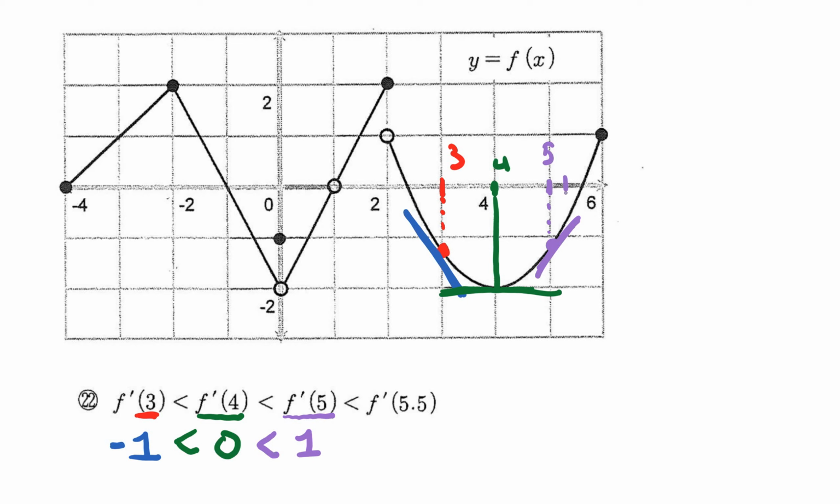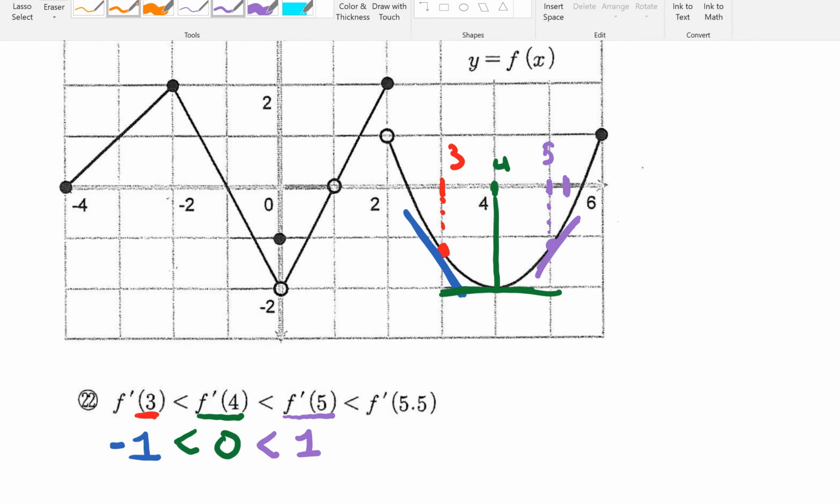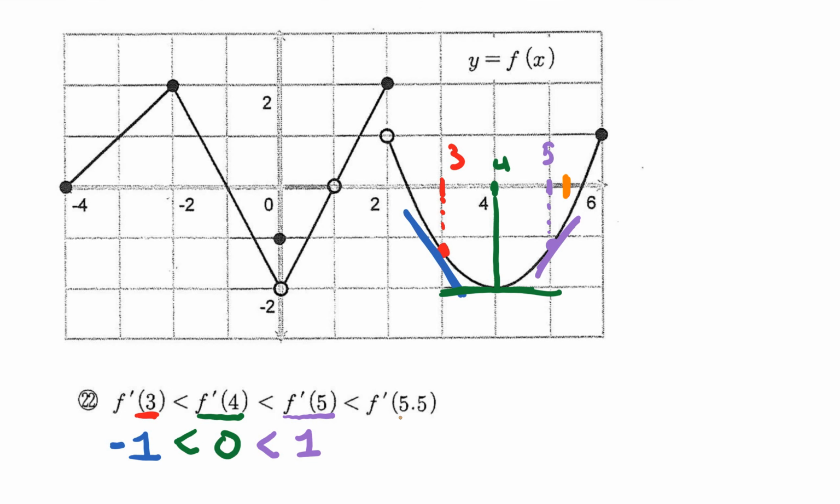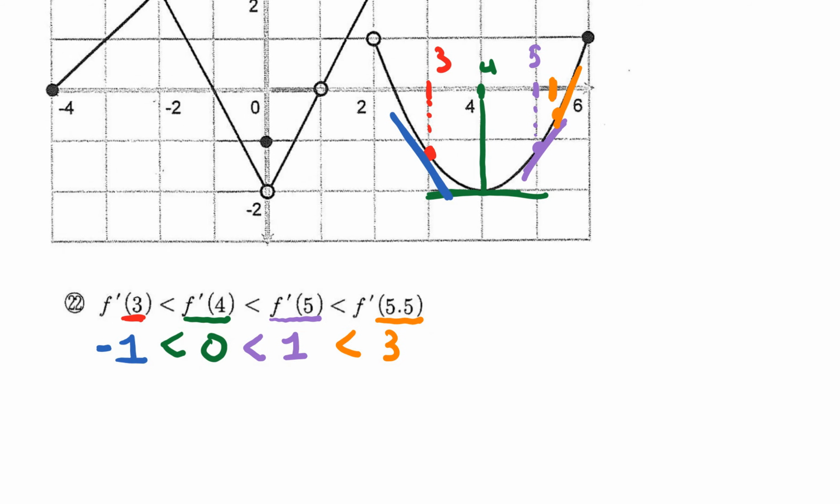And then what about 5.5? Let me get an orange marker here. Let's look at 5.5. 5.5 is about there, and this slope is even steeper, so maybe that slope has a value of 3. If I look at the inequalities here, they all line up. 3 is greater than 1, 1 is greater than 0, and 0 is greater than -1. So this statement has to be true.